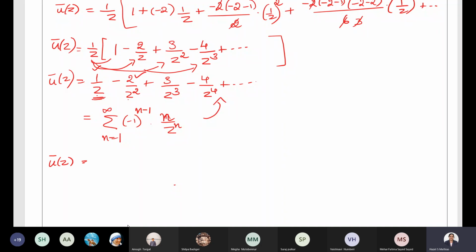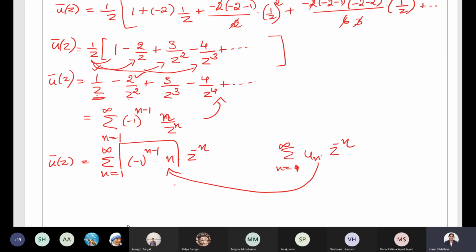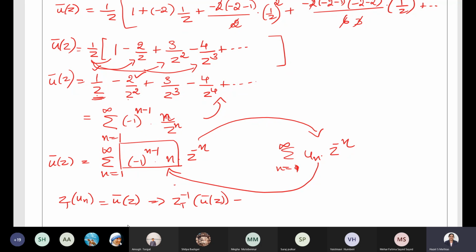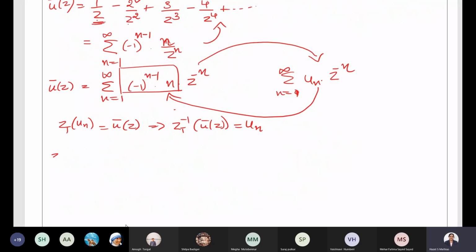U bar of z equal to summation n equal to 1 to infinity minus 1 power n minus 1 n into z power minus n, which you can compare with summation n equal to 1 to infinity un z power minus n. When you compare here, what is un? This is the un term. Z power minus n is the common term. So we know that z transform of un is u bar of z, which implies inverse z transform of u bar of z is un. That's why the inverse z transform of the given function is nothing but un. What is un? Minus 1 power n minus 1 into n.